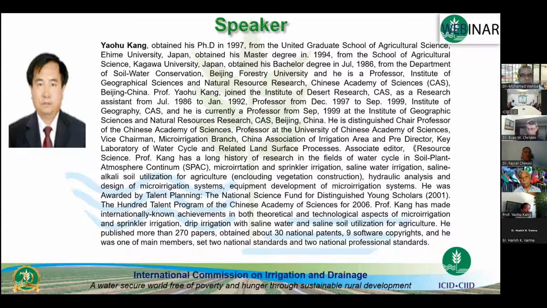Professor Kang has made internationally known achievements in both theoretical and technological aspects of micro-irrigation and sprinkler irrigation, drip irrigation with saline water, and saline soil utilization for agriculture. He published more than 270 papers, obtained about 30 national patents, 9 software copyrights, and was one of the main members setting 2 national standards and 2 national professional standards.